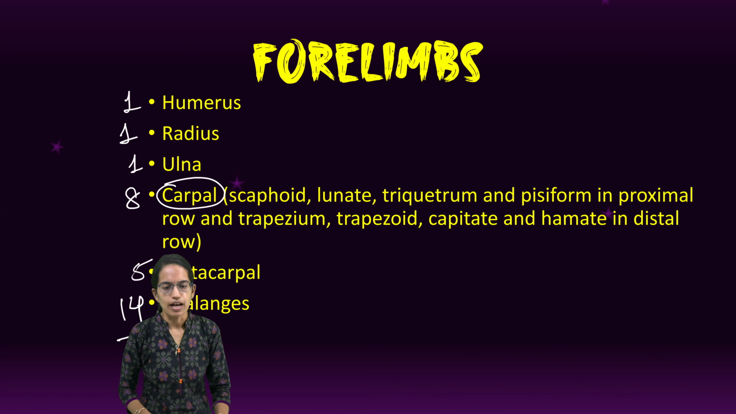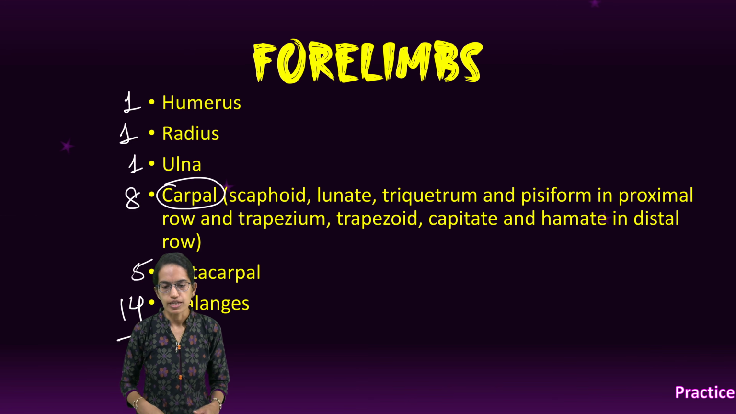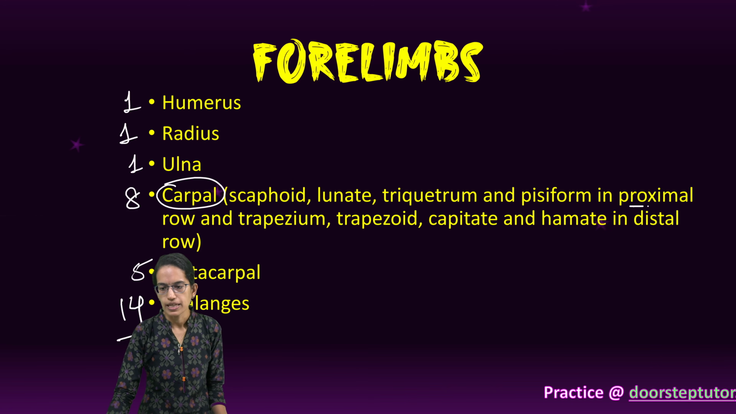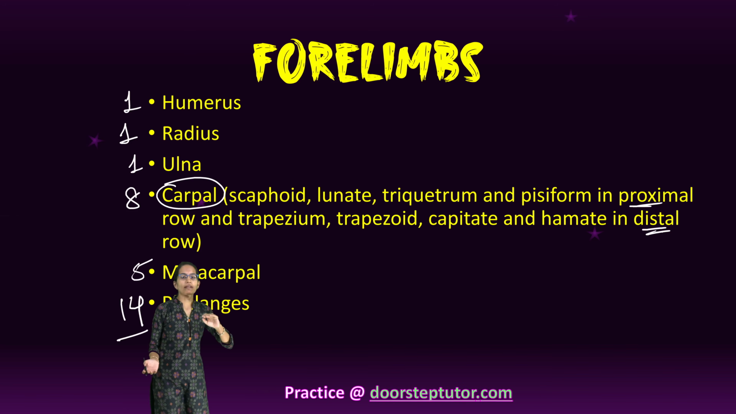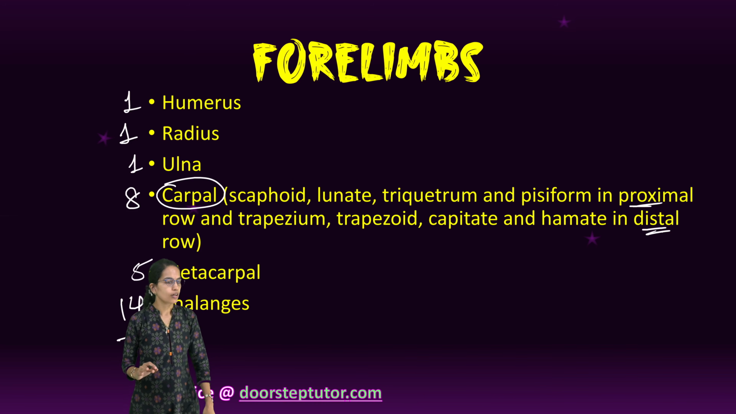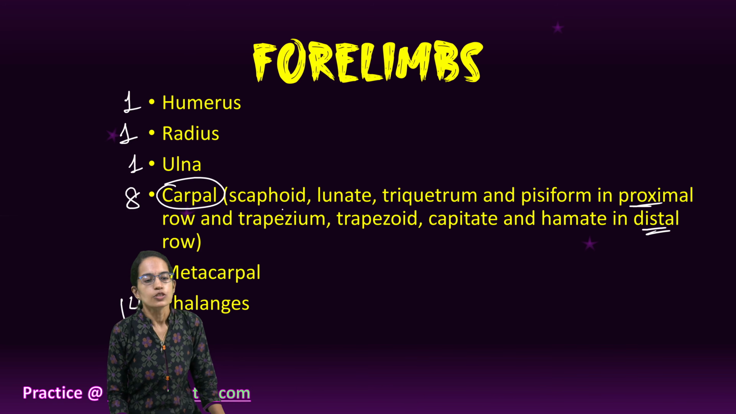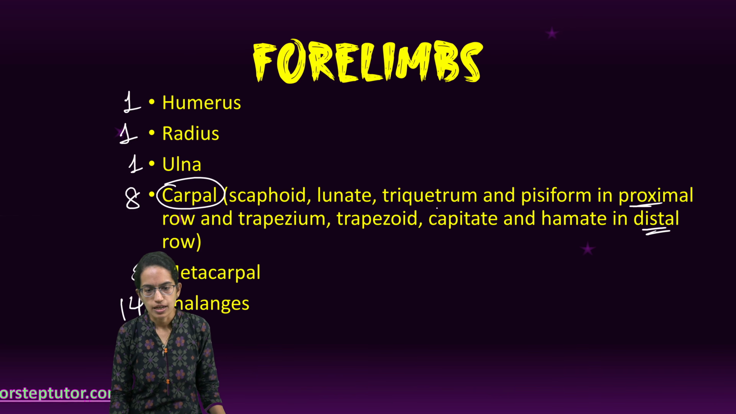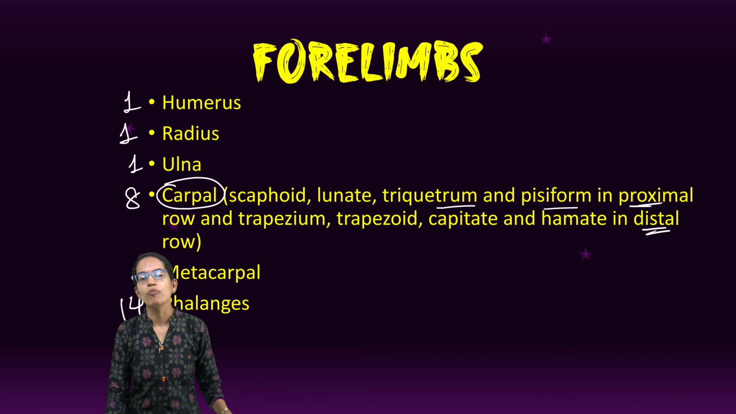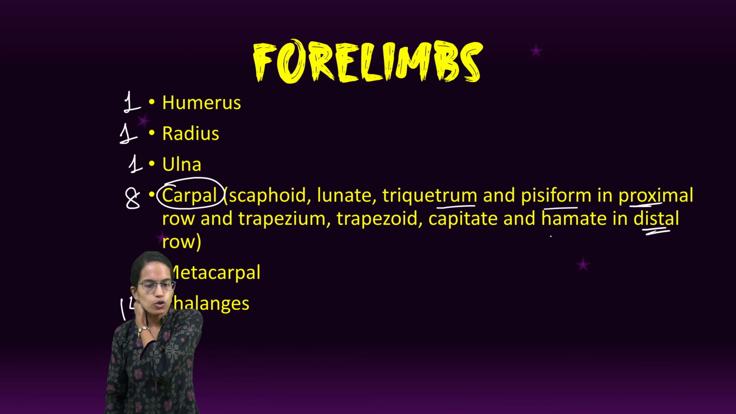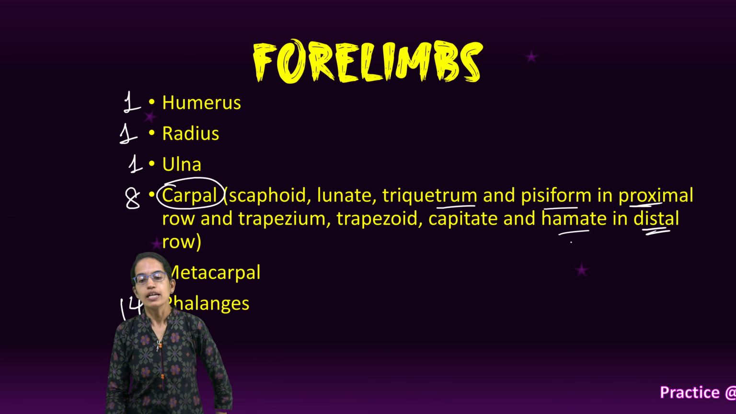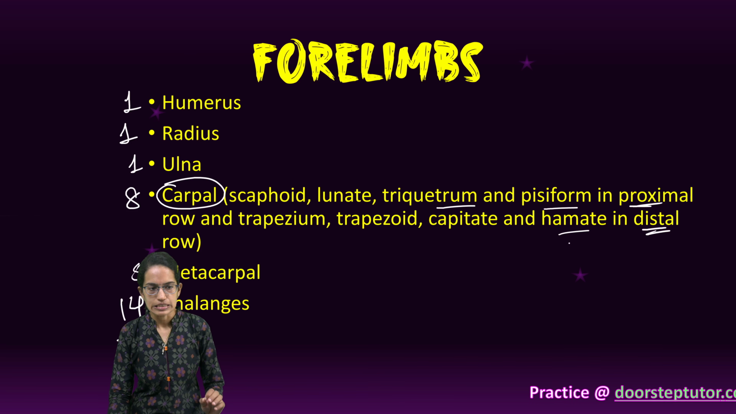Now the 8 carpals, the names of those are important. They are in 2 segments, proximal and distal. Proximal has 4, distal has 4. Which 4 are part of proximal and which 4 are part of distal is important. So scaphoid, lunate, triquetrum and pisiform are found in the proximal region. Trapezium, trapezoid, capitate and hamate are found in the distal area.